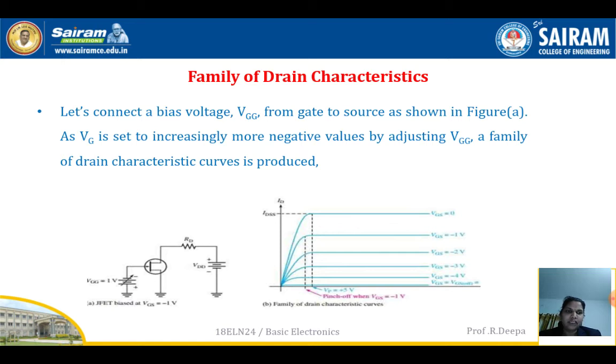You can observe, if I increase the gate source voltage from 0, -1, -2, since it is a reverse bias, we write it as negative: -1, -2, -3, -4. So the drain current decreases slowly. And as we have already studied, the pinch off voltage also varies based on the gate source voltage. The pinch off voltage is the voltage at which the current reaches the maximum value, and this maximum drain current is represented as IDSS.